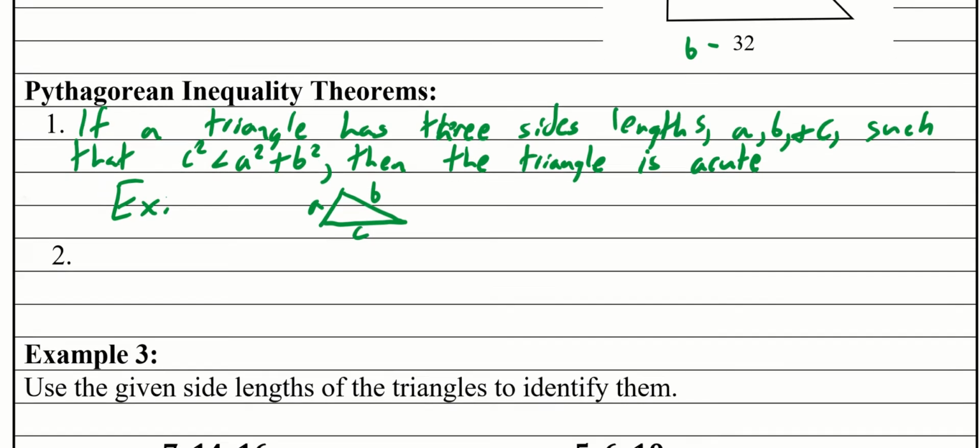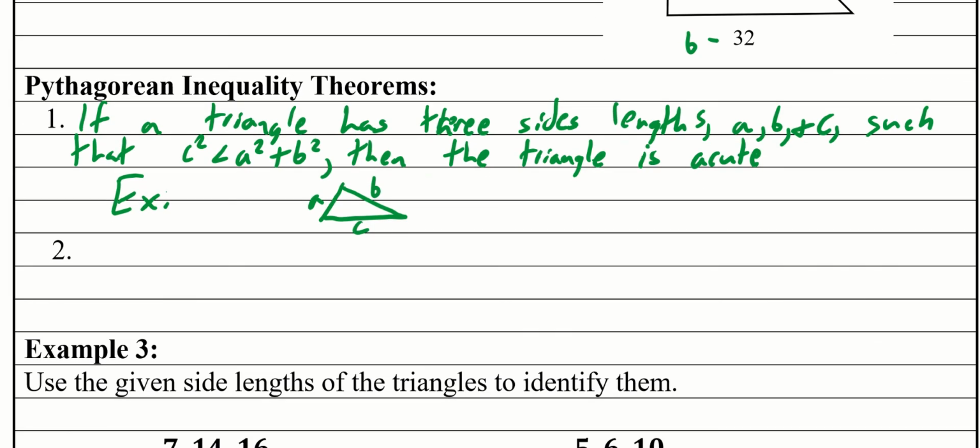Okay? All right, and then one other thing that we have here, let's say it's a different situation. So they're not equal to each other and C squared is not less than. Let's switch it around and let's say it's more than. So I'm going to say if a triangle has three side lengths. Again, A, B, and C.